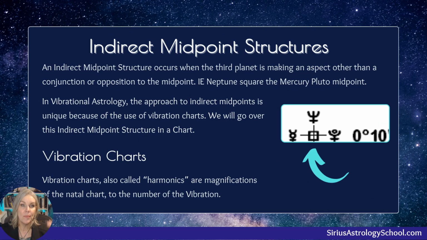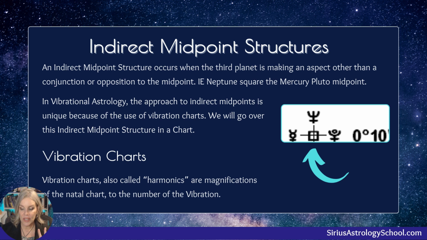We also have indirect midpoint structures. I think it's important to cover indirect midpoint structures as well, because I've had questions about, well, how do we use this? So this will help clarify those questions. An indirect midpoint structure occurs when the third planet is making an aspect other than a conjunction or opposition to a midpoint. In vibrational astrology, we approach indirect midpoints differently in a unique way because we use vibration charts. So we'll go over this in a moment when we talk more about the indirect midpoint structures in a chart. I'll explain to you what that means visually.